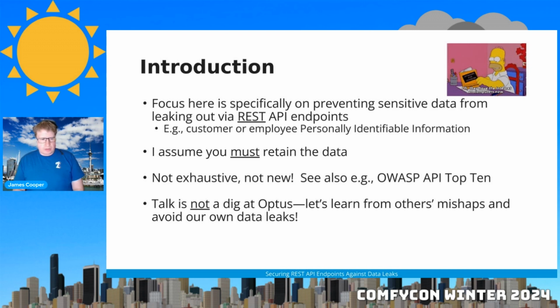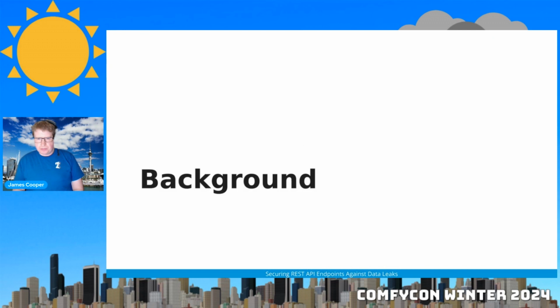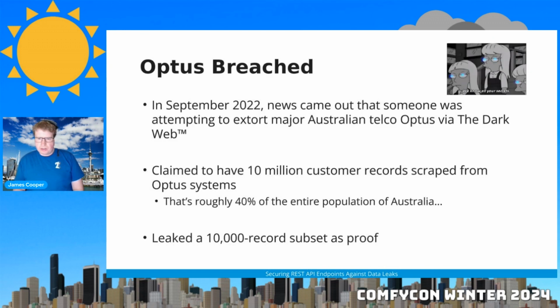And lastly, I want to emphasize, especially since I now work for a telco myself, this talk isn't actually a dig at Optus. Basically, it's saying, okay, this thing happened, and I have a suspicion of why it might have happened. Let's all try to learn from that and make sure it doesn't happen to us in the future. That was the idea. So we'll wrap up about Optus just in case someone missed it.